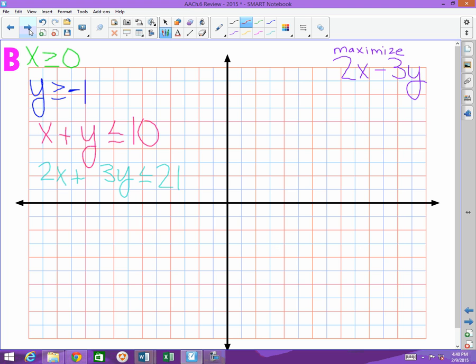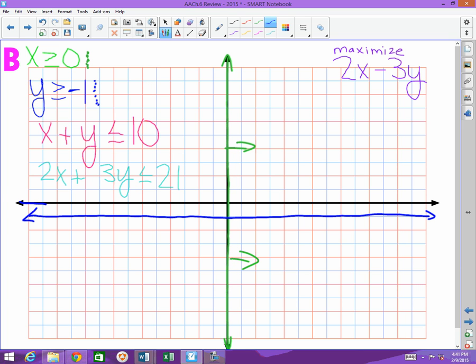Final thing for this part of the review would be graphing and finding the feasible region. If you're going to graph x is greater than or equal to 0, that is a vertical line going through 0, and we're going to shade to the right. Graphing y equals negative 1 is a horizontal line going through negative 1, so that's down here. And we're going to shade above that one.